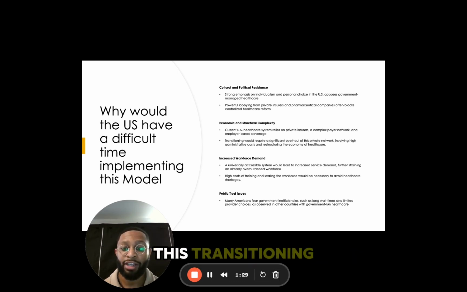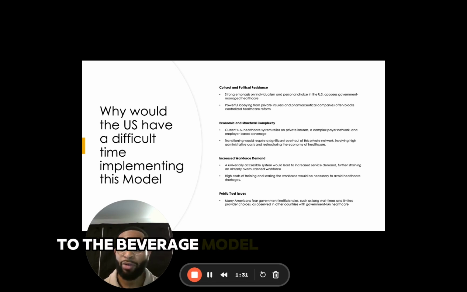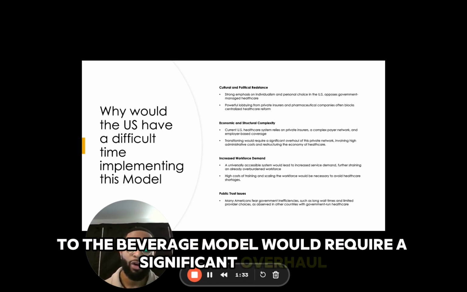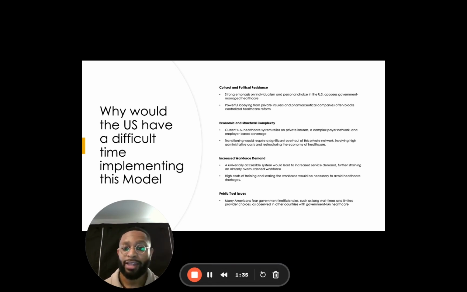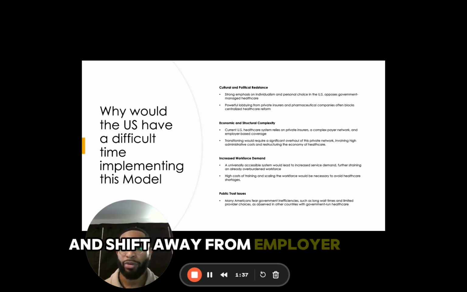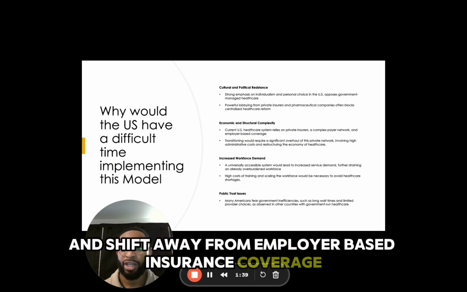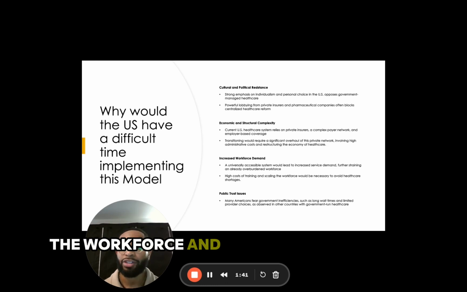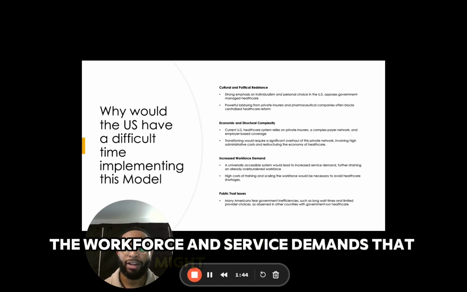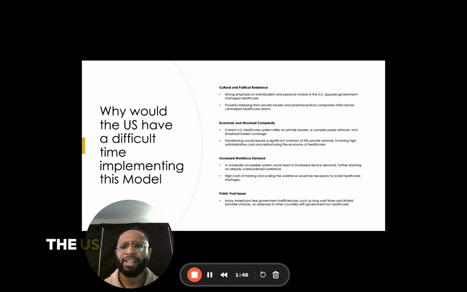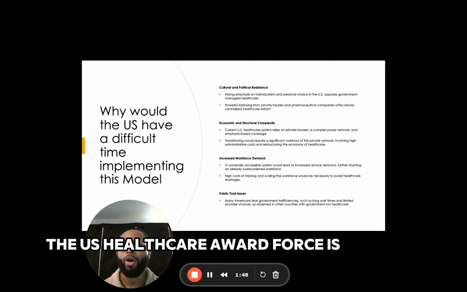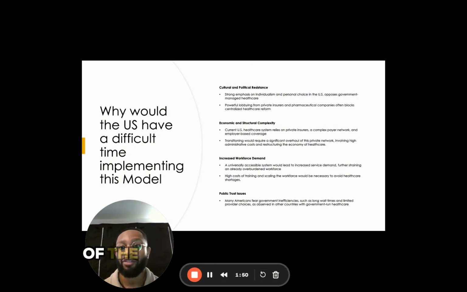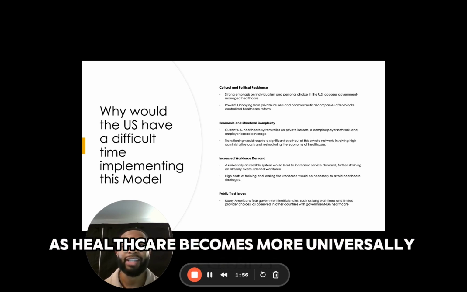Transitioning to the Beveridge model would require a significant overhaul in spending and a shift away from employer-based insurance coverage. The workforce and service demands that might come about: the US healthcare workforce is already under strain. A government-funded system would likely lead to an increase in demand as healthcare becomes more universally accessible.